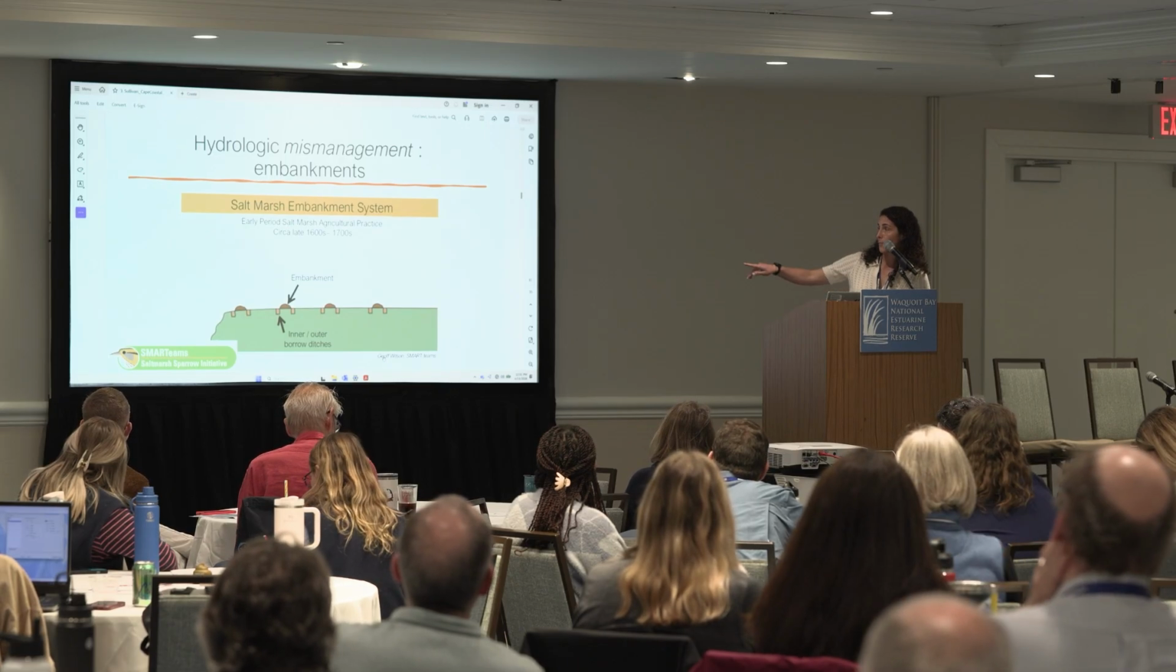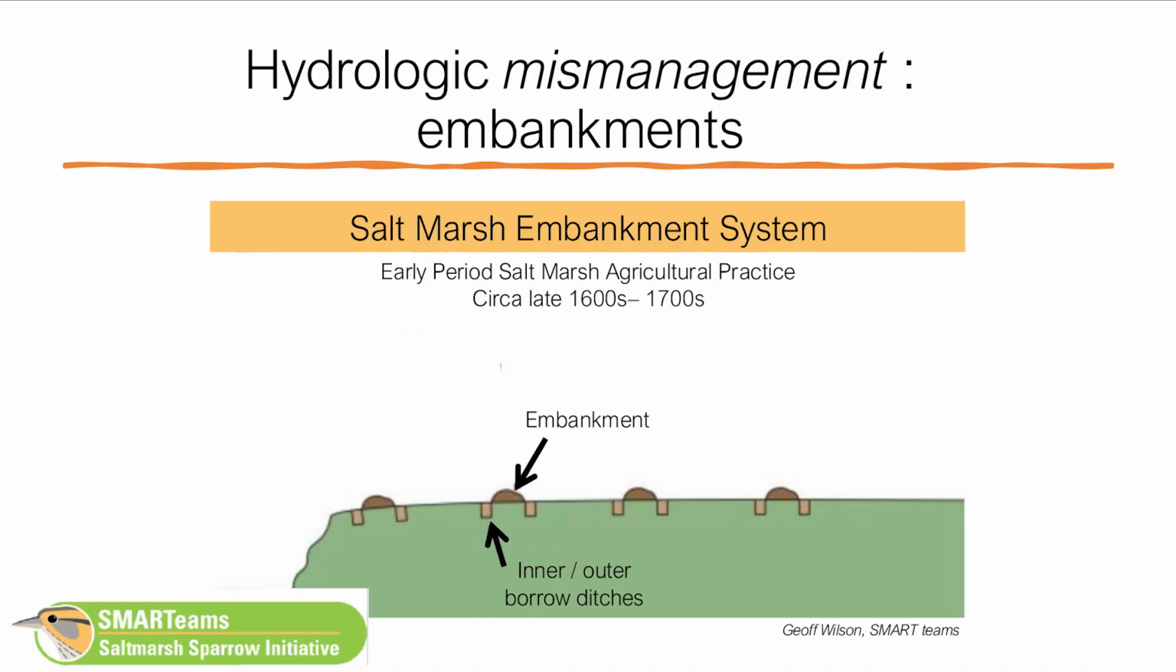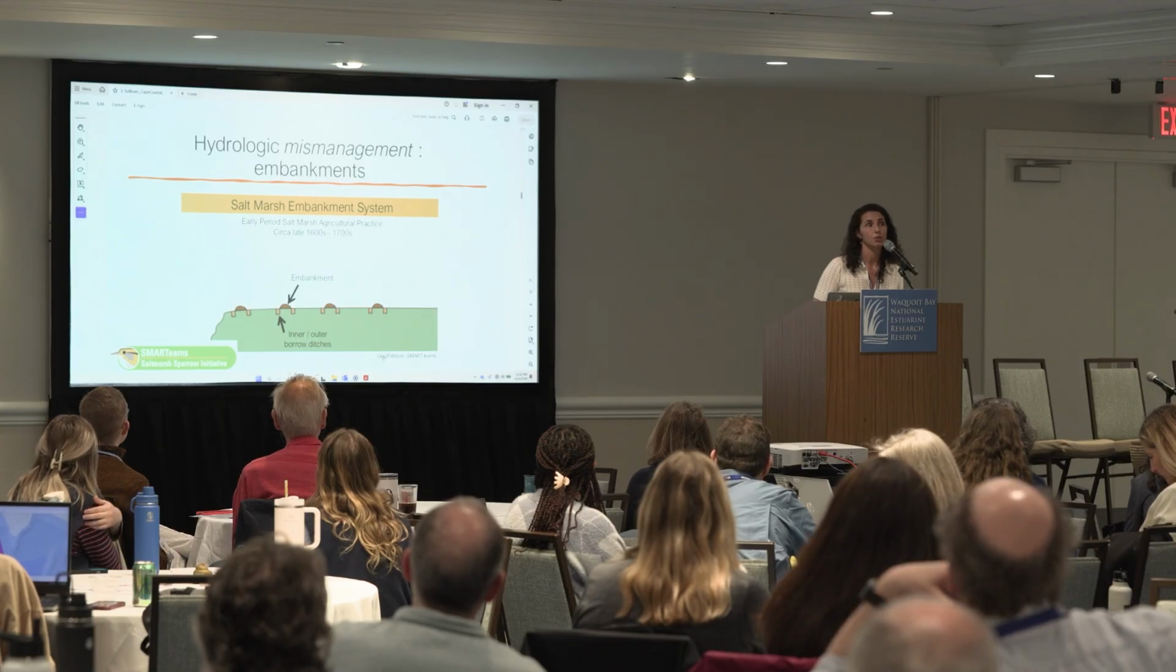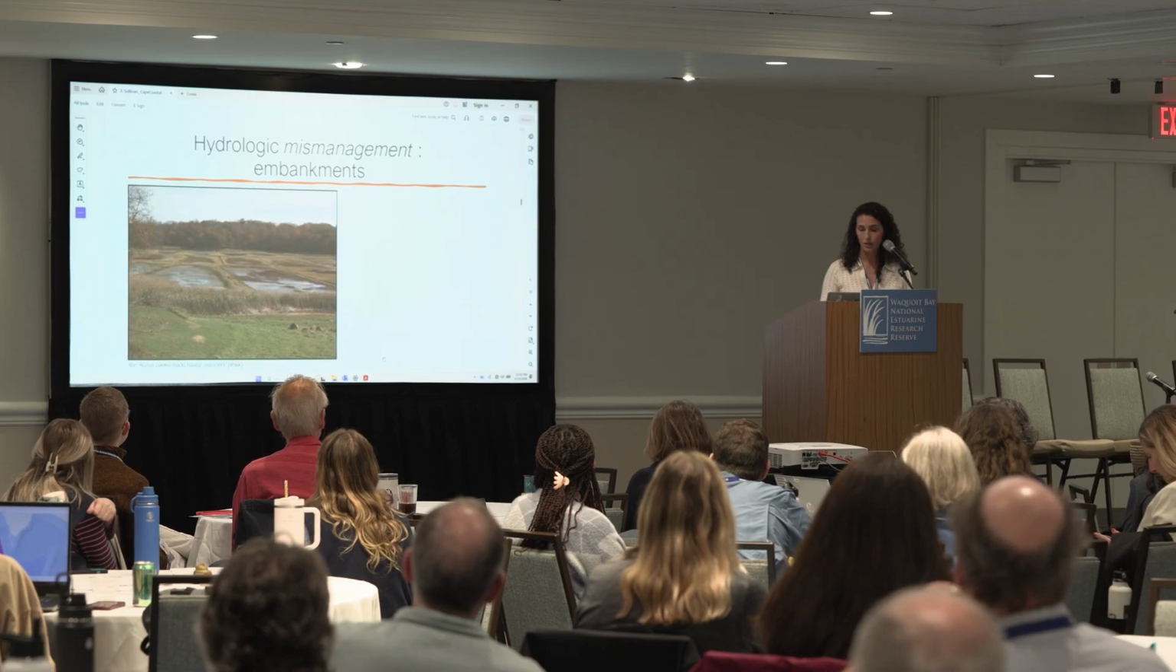Back to farming, another way that farmers altered the hydrology to farm was by building embankments. And so you can see here a picture of an embankment, the little sediment mound. So farmers would excavate peat from what we call borrow ditches on either side of the embankment. And the goal of the embankments was to create an area that didn't allow water in. So that would dry the sediment and allow farmers to plant crops.